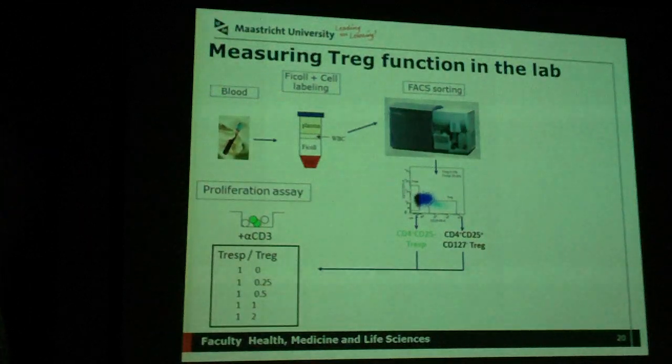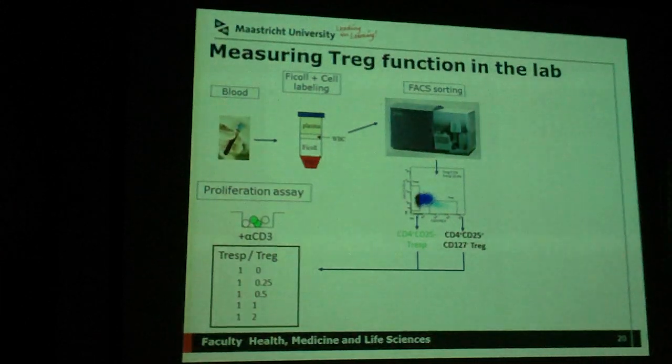Sorry, I forget, what does Treg stand for? Responder T cells. So the cells which we use to read out what happens.